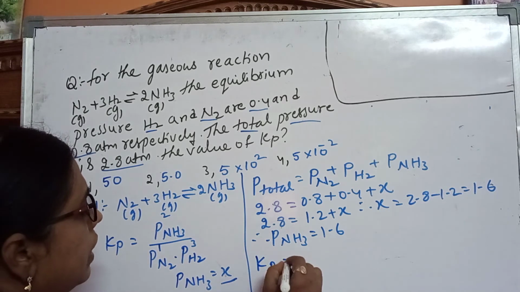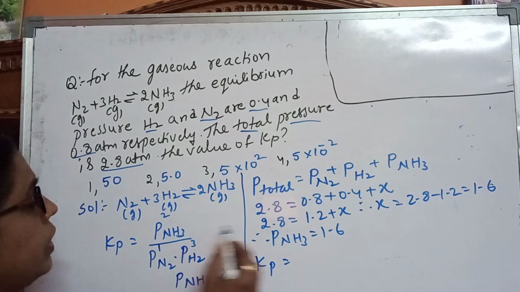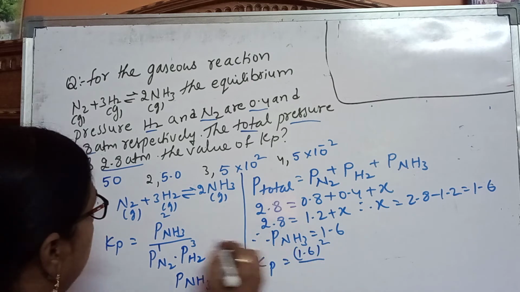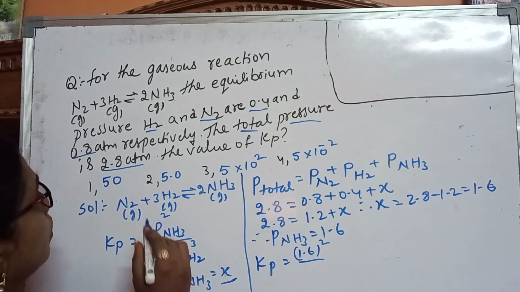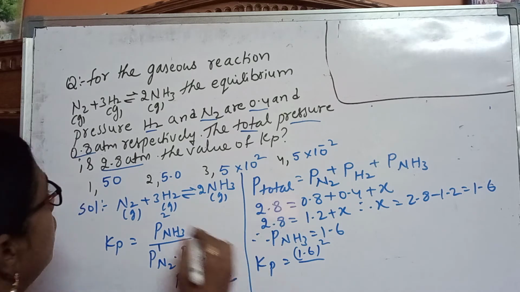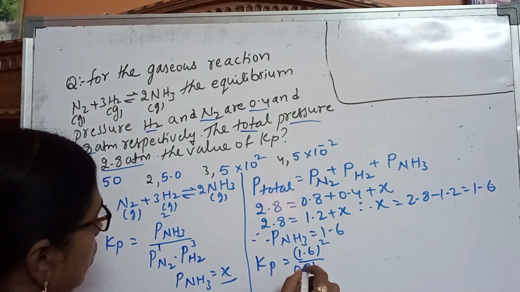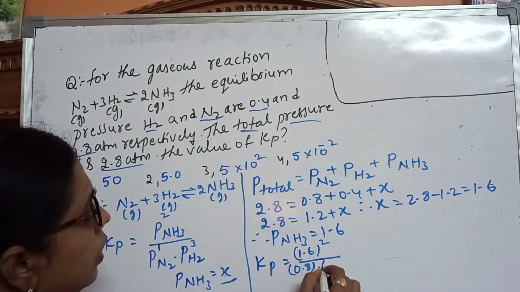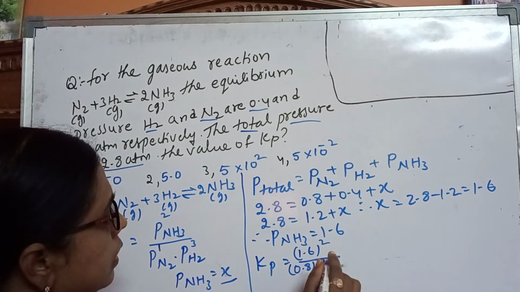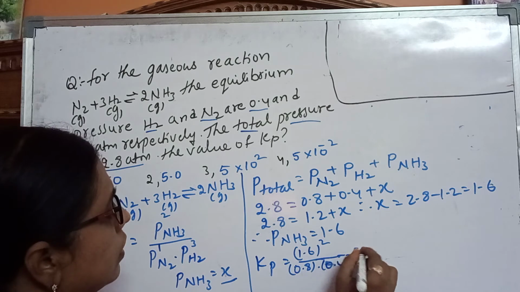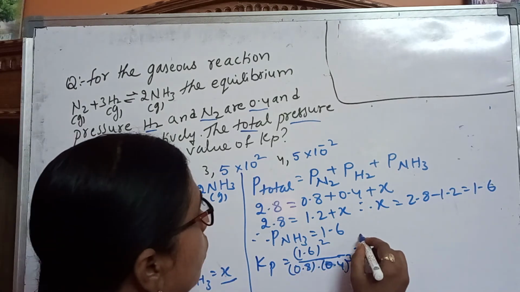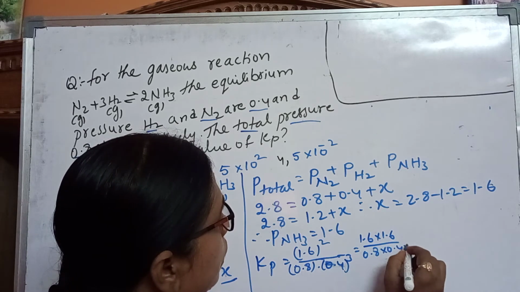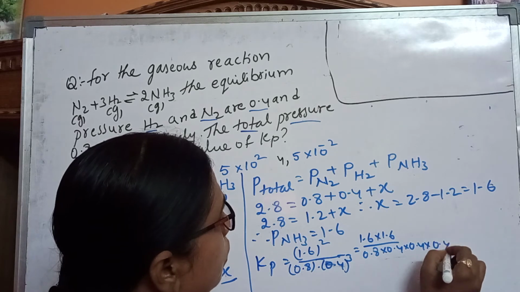So Kp is equal to... The partial pressure of ammonia given here is 1.6, whole square, divided by the partial pressure of N2, which is given in the problem as 0.8, to the power of 1, and into hydrogen, given as 0.4, whole to the power of cube. So we get 1.6 into 1.6 by 0.8 into 0.4 into 0.4 into 0.4.